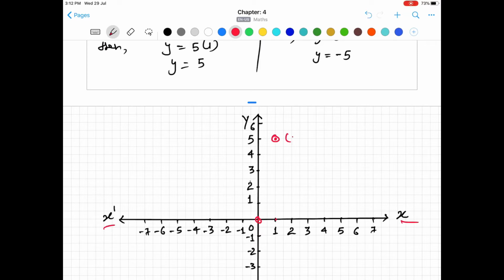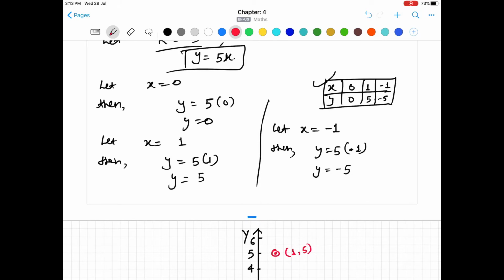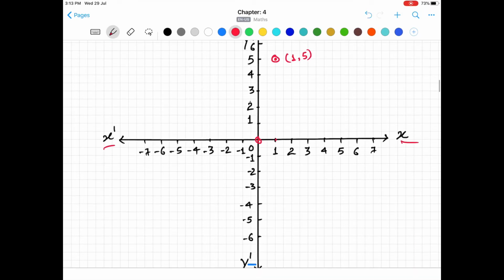So that's our point. Here x is 1 and y is 5. Third point is x is minus 1 and y is minus 5. So x is minus 1 is here and y minus 5 will be here. So that's our point. X is minus 1 and y is minus 5. So we got the 3 points now.